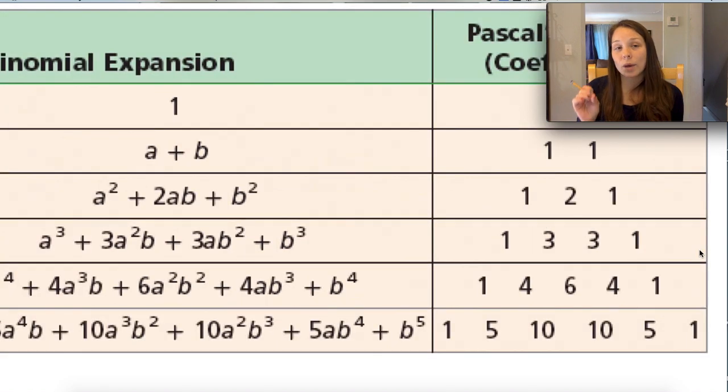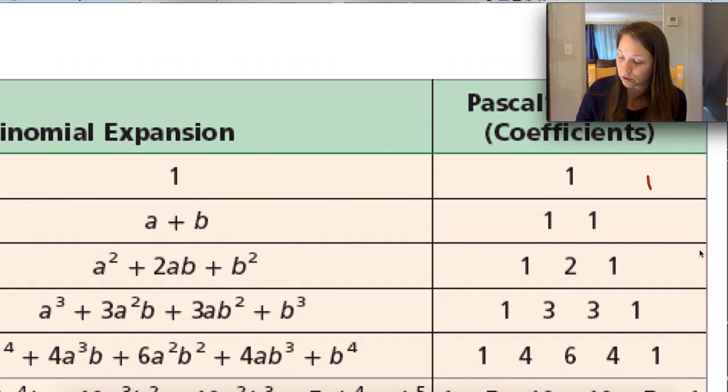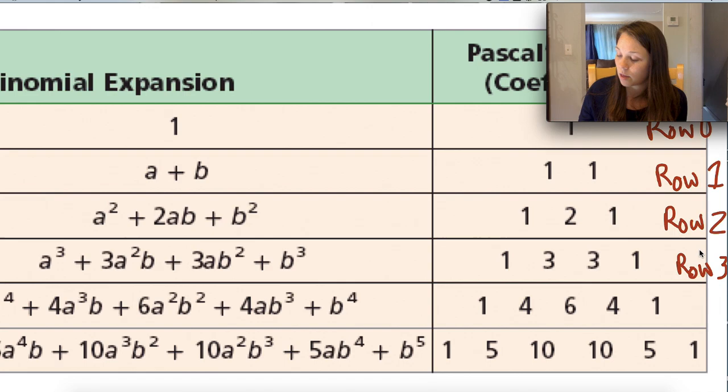Now let's talk about how we identify which row is which. Row 0 is this top row. So this is row 0. Row 1 is the second one. Row 2 is after that. And then row 3. And then row 4. And then row 5 is the one that we have on bottom here. Have you figured out how we're numbering these rows?